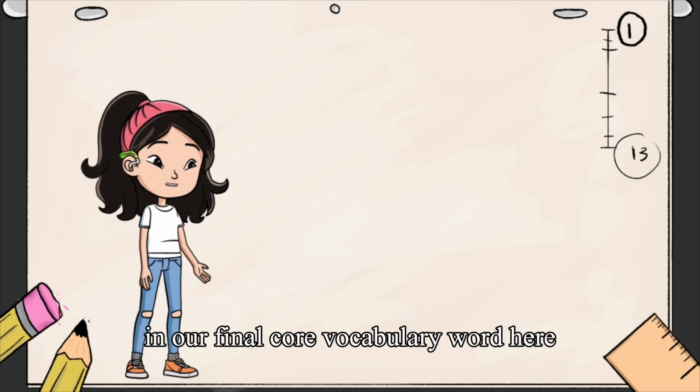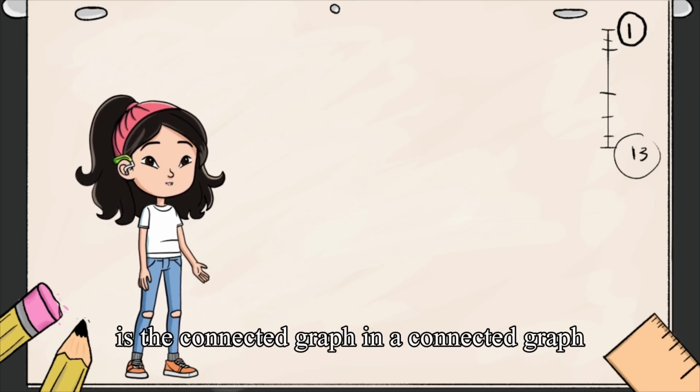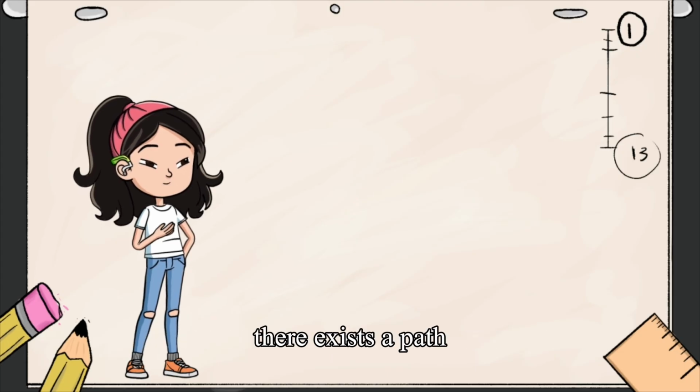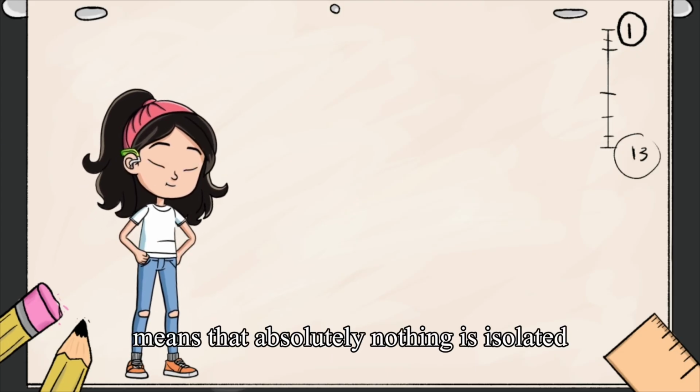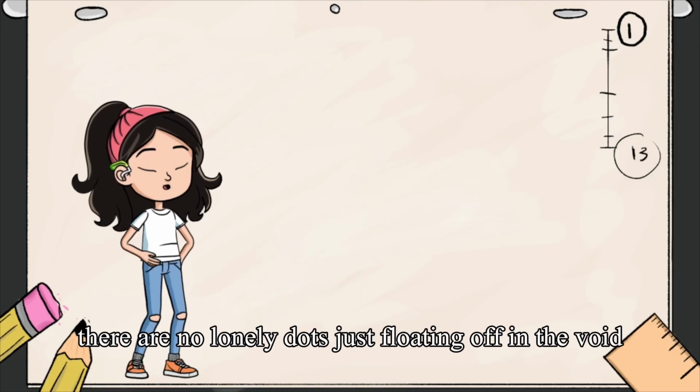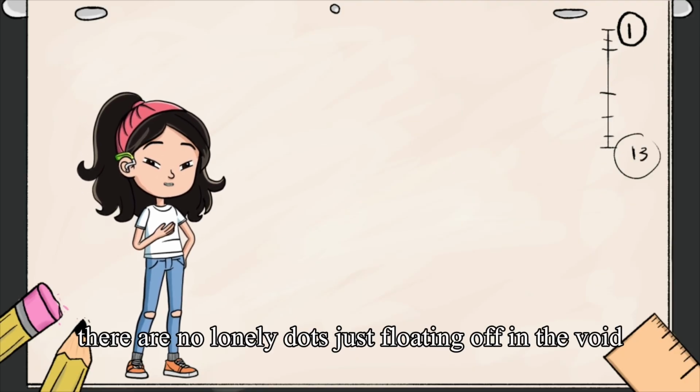And our final core vocabulary word here is the connected graph. In a connected graph, there exists a path between every single pair of vertices. Basically, this means that absolutely nothing is isolated. There are no lonely dots just floating off in the void.